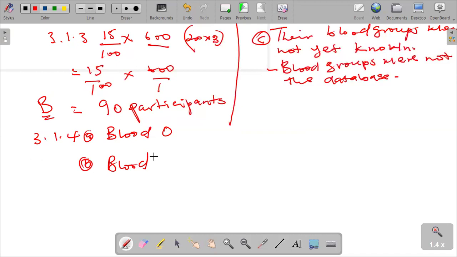So codominance is blood group AB. Blood group AB is codominance.